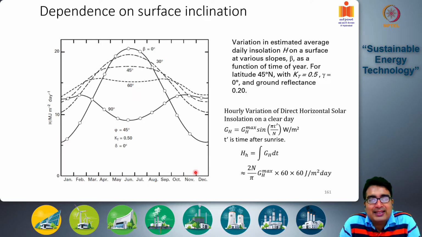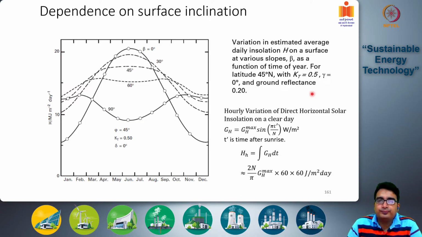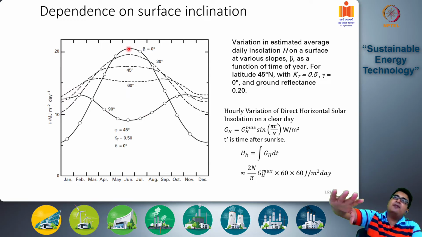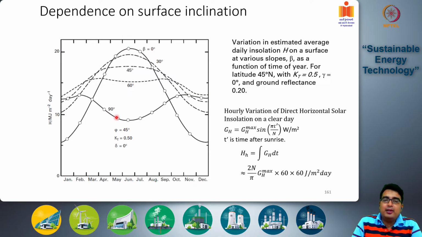So this is the total solar insolation in terms of megajoules per meter square per day for a location for various values of beta. So beta equal to 0 means the collector is perfectly horizontal to the ground. Beta equal to 90 degrees, collector is vertical with respect to the ground. And in this case, your latitude angle is 45 degrees. So beta is 45 degrees means your collector is at an angle 45 degrees with respect to the ground, which is equal to your latitude angle value. Then you have 30 degrees and 60 degrees.